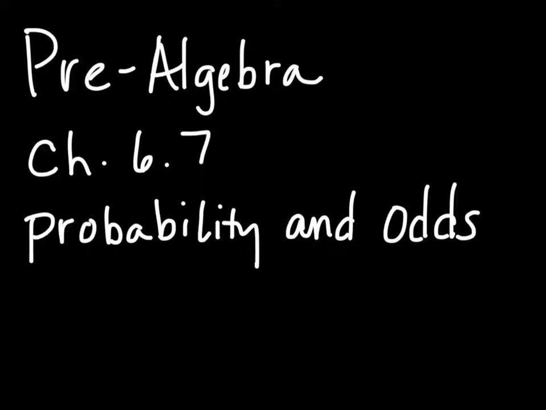Hi there, pre-algebra students. This is chapter 6.7, probability and odds. Earlier, we wrote ratios. Now we're going to use what we know about ratios to find probabilities.